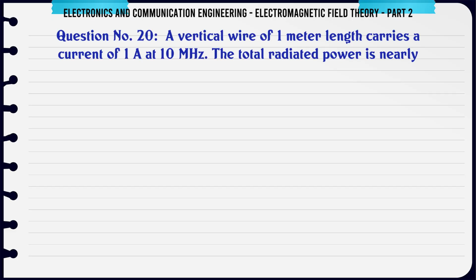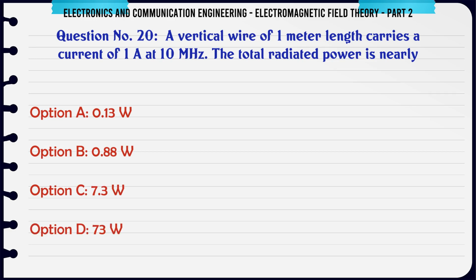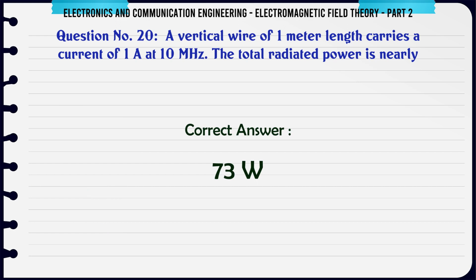A vertical wire of 1 meter length carries a current of 1 A at 10 MHz. The total radiated power is nearly A. 0.13 watts, B. 0.88 watts, C. 7.3 watts, D. 73 watts. The correct answer is 73 watts.